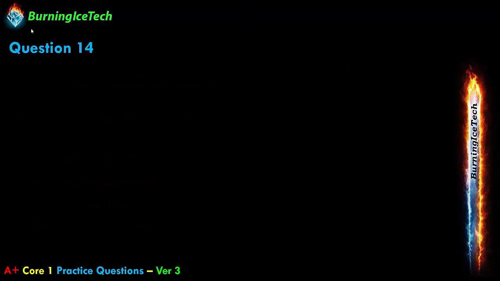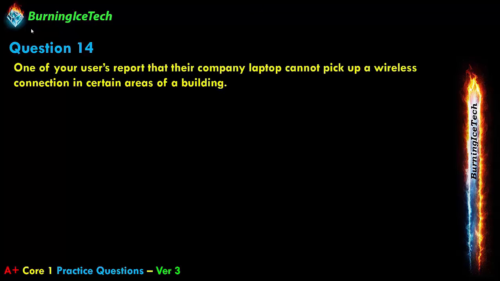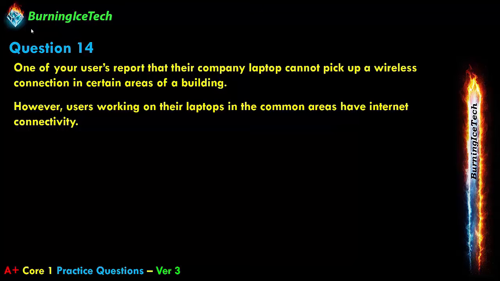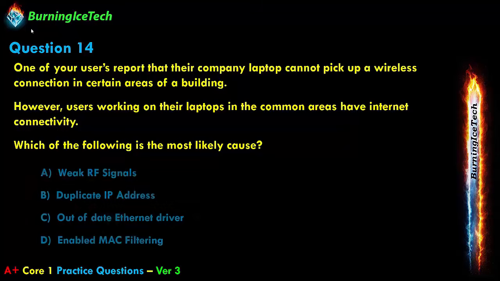Question 14, folks. One of your users reports that their company laptop cannot pick up a wireless connection in certain areas of the building. Okay, so it sounds like they can pick it up, but in certain areas of the building, it does not work. However, users working on their laptops in common areas have internet connectivity. Which of the following is the most likely cause? Is it answer A, weak radio frequency signals? That's what RF stands for, by the way. So far, that is the answer. Well, I can probably go ahead and just tell you guys that actually is the answer.